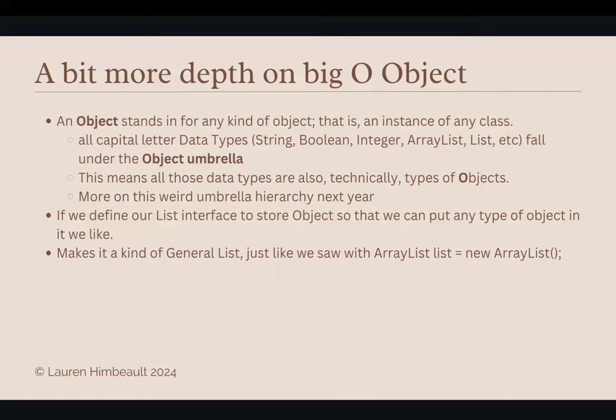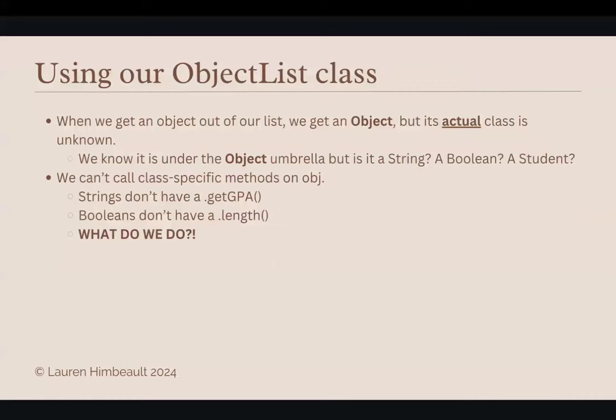That's all we're saying, they're all technically types of objects, but in this case, I'm talking about big O Objects. So when we define our list interface to store a big O Object like we've done, that means we can literally put any of our data types in there without any problem. And it makes it a little bit like a general list, similar to what we did with ArrayList without those pointy brackets. So when we get an object out of our list, we're going to get a capital O Object, right? Which means that the actual class is kind of unknown.